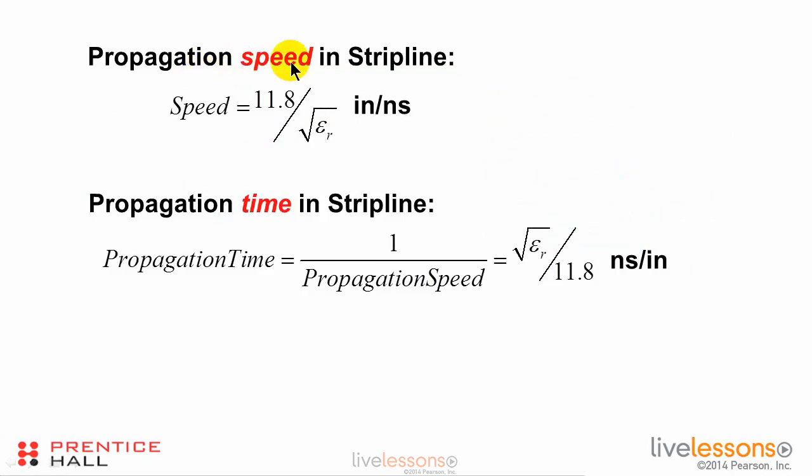Now, the propagation speed in strip line, as we said, is 11.8 divided by the square root of the relative dielectric coefficient in inches per nanosecond. The propagation time in strip line is simply the inverse of propagation speed. So it's the square root of the relative dielectric coefficient divided by 11.8 nanoseconds per inch. It's easy sometimes to get confused in terms or to be careless in terms when we're talking about speed and time of electromagnetic signals.